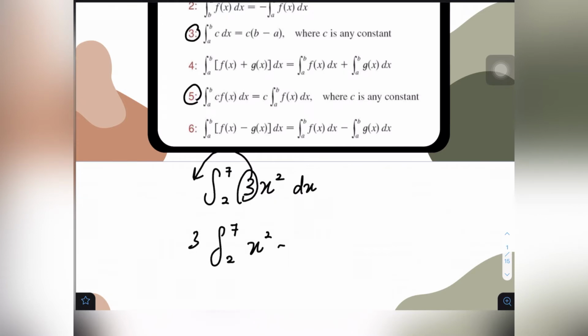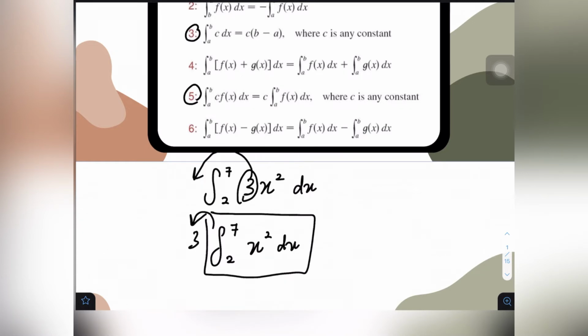Okay, if you have the integration of any limit, let's say from 2 to 7 of the function 3x squared dx, you actually can bring your 3 outside. Okay, so 3, you just need to solve the integration of x squared dx from 2 to 7. Okay, and the final answer later, you just need to multiply by 3.